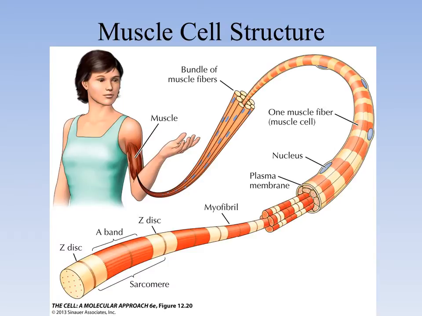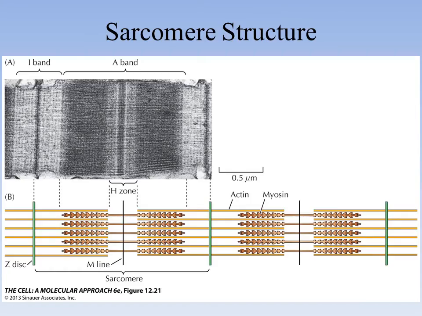And each myofibril contains a region known as the sarcomere. And so a sarcomere is going to look basically like this. It extends from the Z disc to the Z disc, and it has this other portion known as the A band. Okay, so let's look at the structure of a sarcomere.